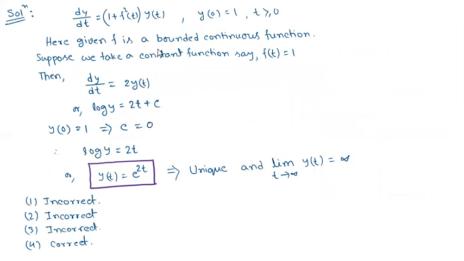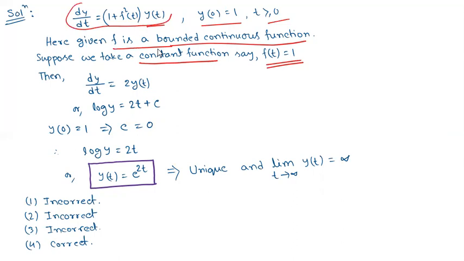The question was dy/dt equals (1 plus f squared(t)) y(t) and y(0) equals 1, with the condition t greater than or equal to 0. It is given that f is a bounded continuous function. So we simply take a constant function, which is bounded and continuous. Let f(t) equal 1. Then what will be our differential equation? If we put f(t) equals 1, this will be dy/dt equals 2y(t).